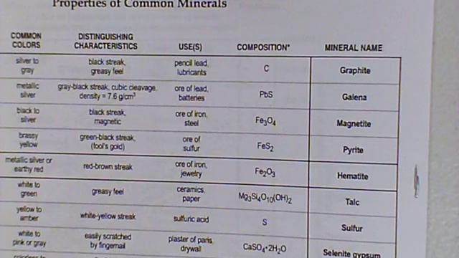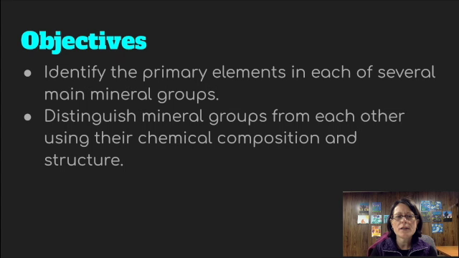Okay, so our objectives that we covered today were to identify the primary elements in each of several main mineral groups and to distinguish mineral groups from each other using their chemical composition and structure. I will show you in class some examples of these different mineral groups and minerals, and we're going to be even identifying some of these minerals based on those characteristics that you saw on the reference tables. We're going to be talking about each one of those so that you can use those to identify minerals. Now, don't forget your 5 questions in your margin. And I'll be back more with some of these characteristics.